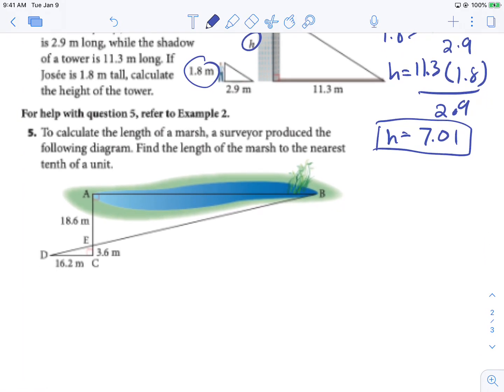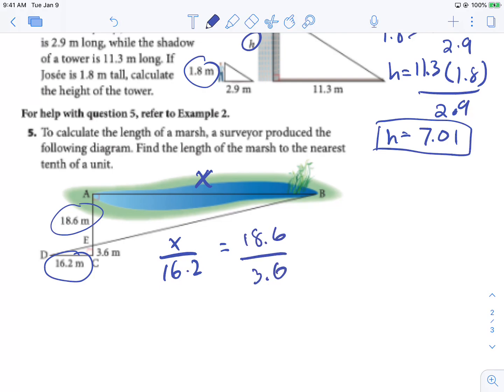Okay, good stuff. So the next ratio we want to figure out is what is the length of this marsh, this x in here. And we actually have all the information we need. So let's set up a ratio. We have x divided by whatever it is similar to, which is 16.2, equals, and then we need to figure out, okay, well, what's going on here? This x is in this triangle, so we have 18.6 divided by 3.6. And now we will cross multiply up. X equals 18.6 times 16.2, all divided by 3.6.